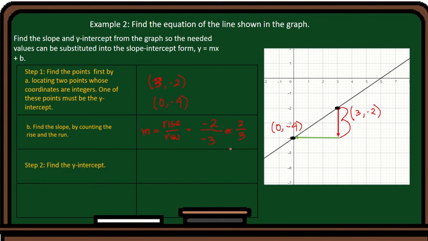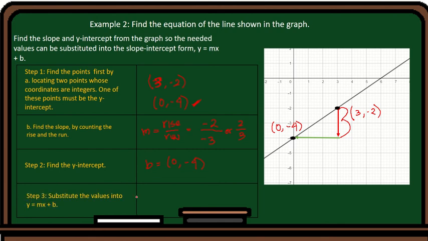So, the next step will be to find the y-intercept. Pag sinabing y-intercept, ito na yung 0 and y. In this case, we already identified one of our points. So, our b here will be negative 4, from the point 0 and negative 4.